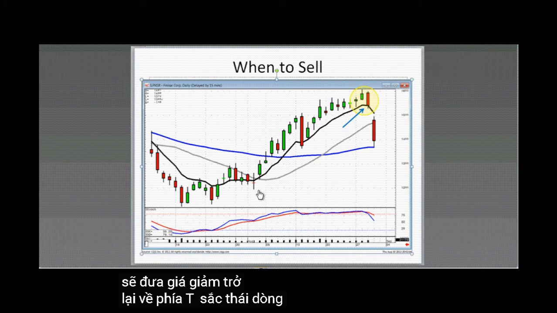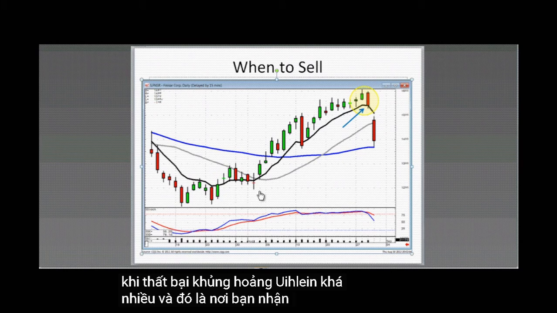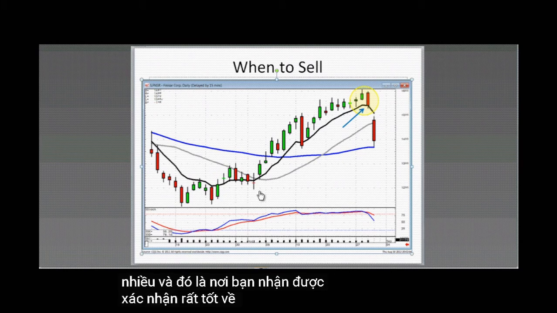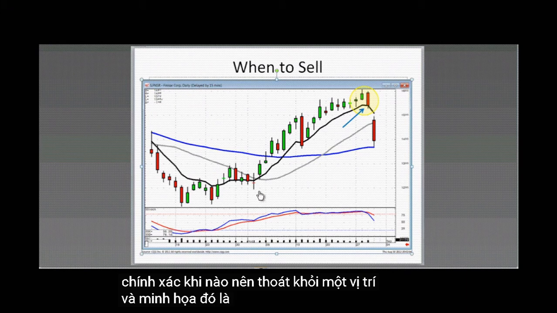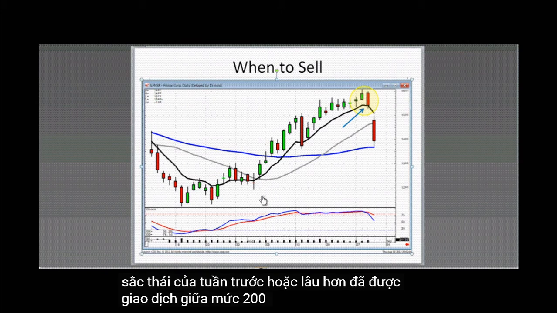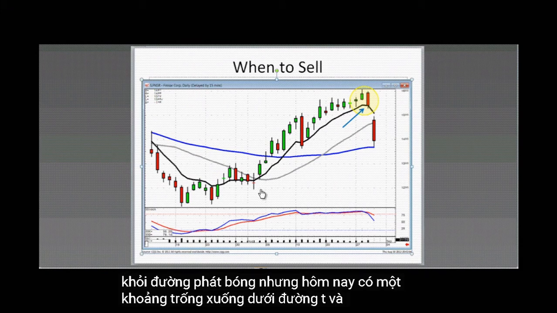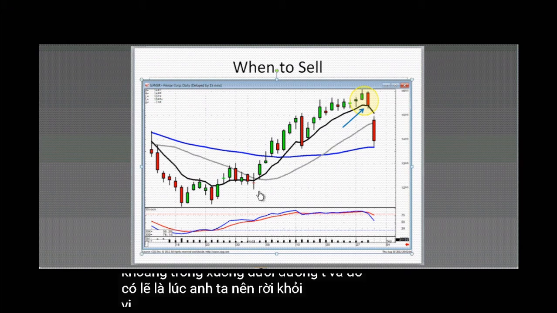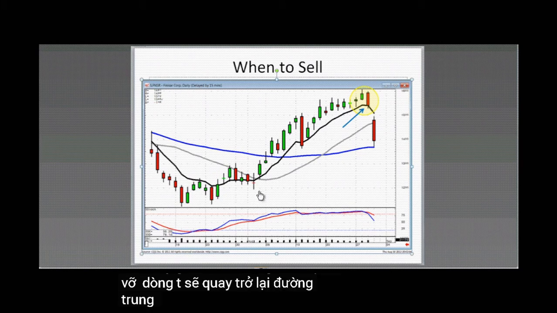Nuance. A T-line crunch failure. That's pretty much so. And that's where you get very good confirmation of what the price is going to do, so that you know exactly when to get out of a position. The illustration of that was that Nuance for the last week or so had been trading between the 200 and bouncing up off the T-line, but today there was a gap down below the T-line, and that's probably when you should have been out of the position. Now, since it's broken the T-line, it's likely going to come back to the 50-day moving average.